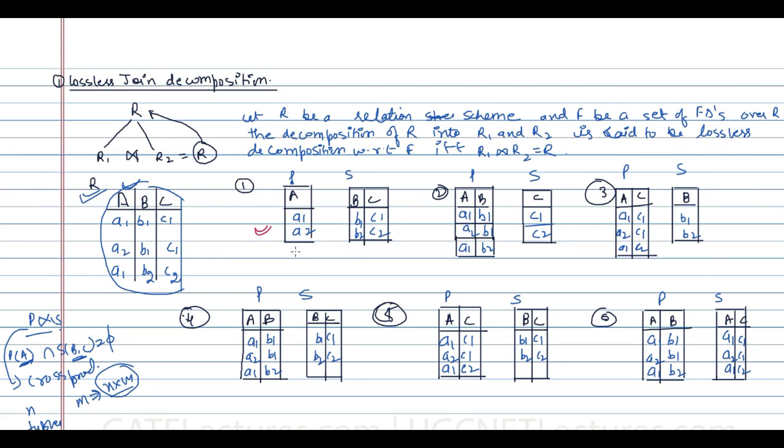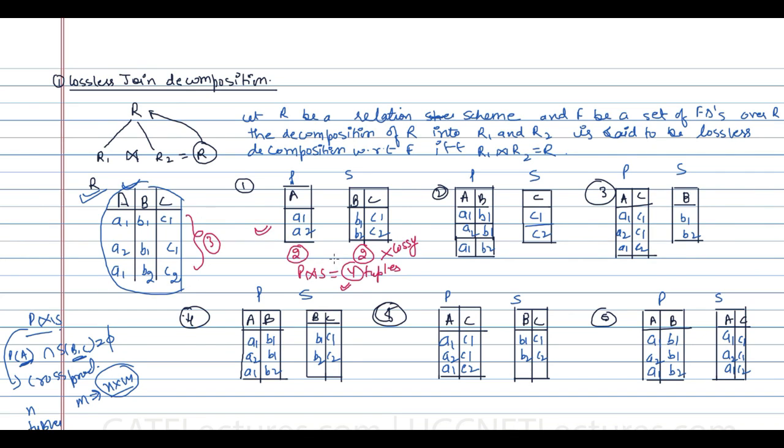Now you can see in the first table, this table contains two tuples, this table contains two tuples, and in both tables there is no attribute which is common, right? So if we do P natural join with S, we are going to get at least 4 tuples. Why 4 tuples? Because there is nothing in common, so this natural join will act as a cross product. So we are going to get 4 tuples, but the original relation contains only 3 tuples. Hence this decomposition is not lossless, it is lossy, right?